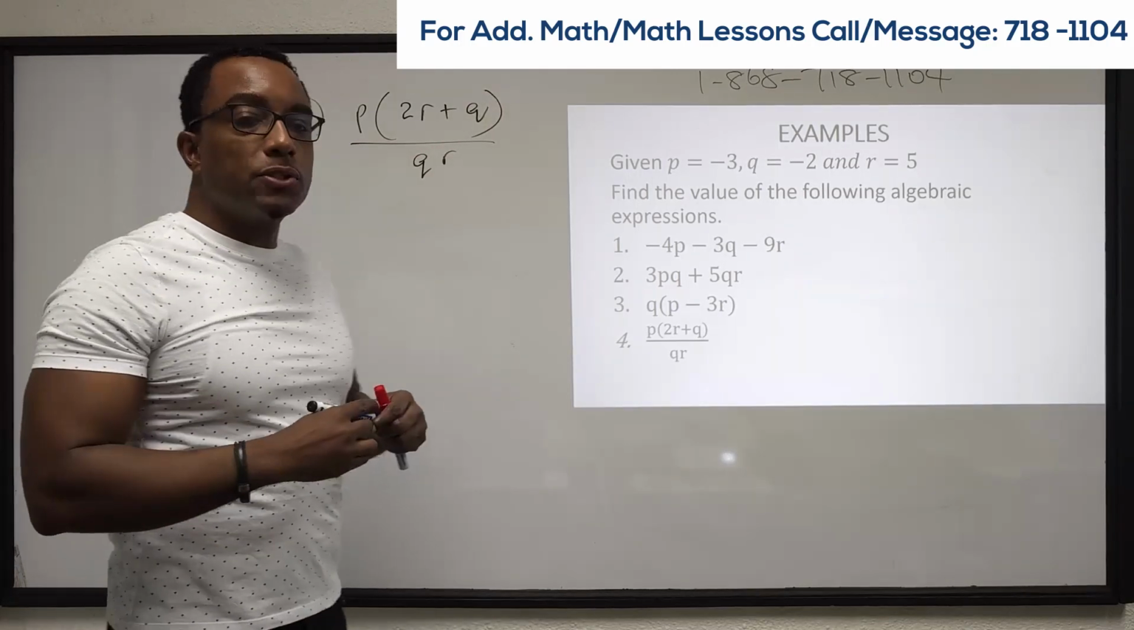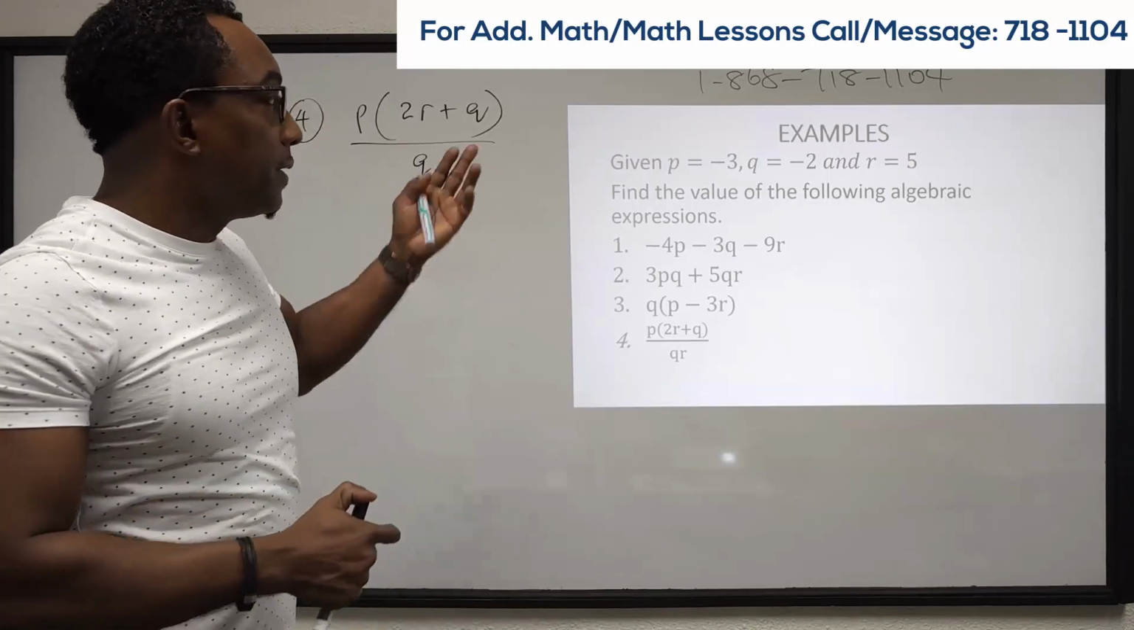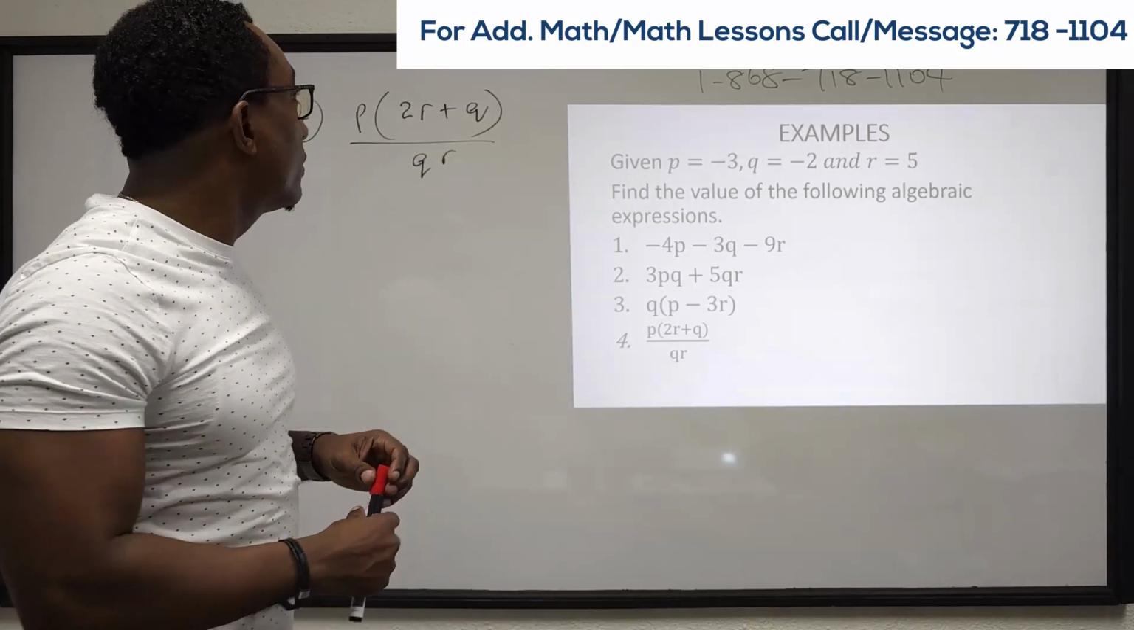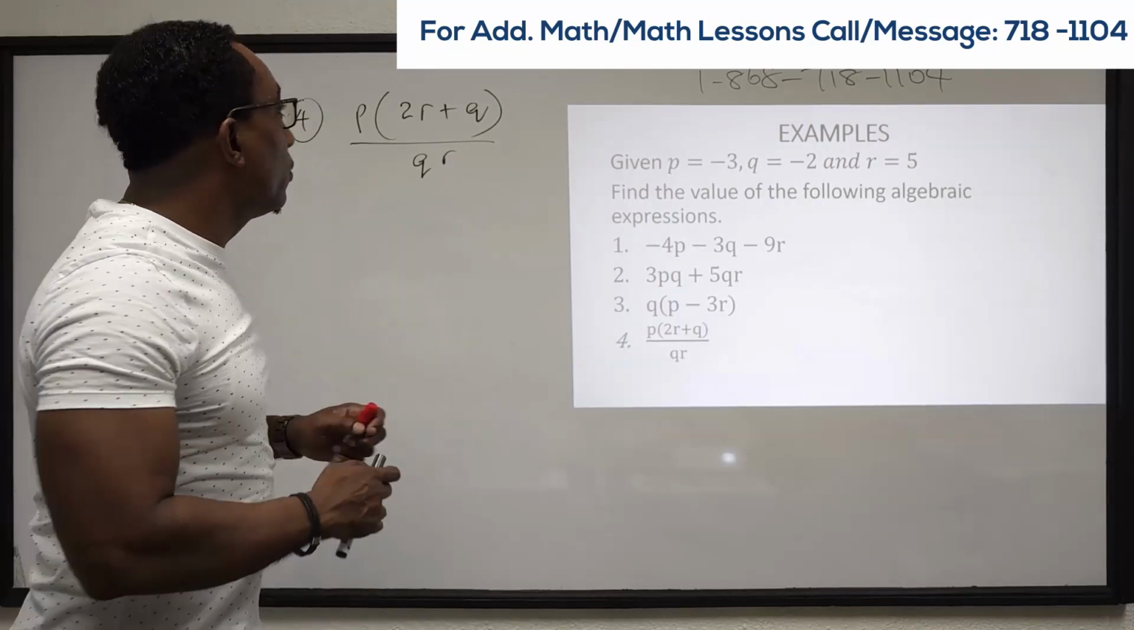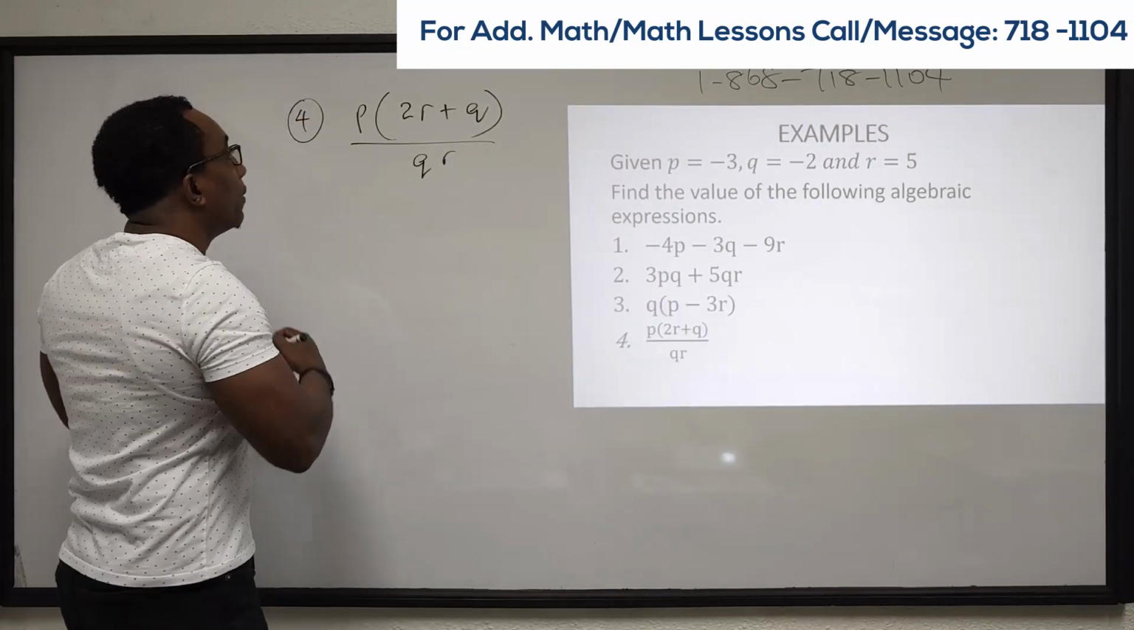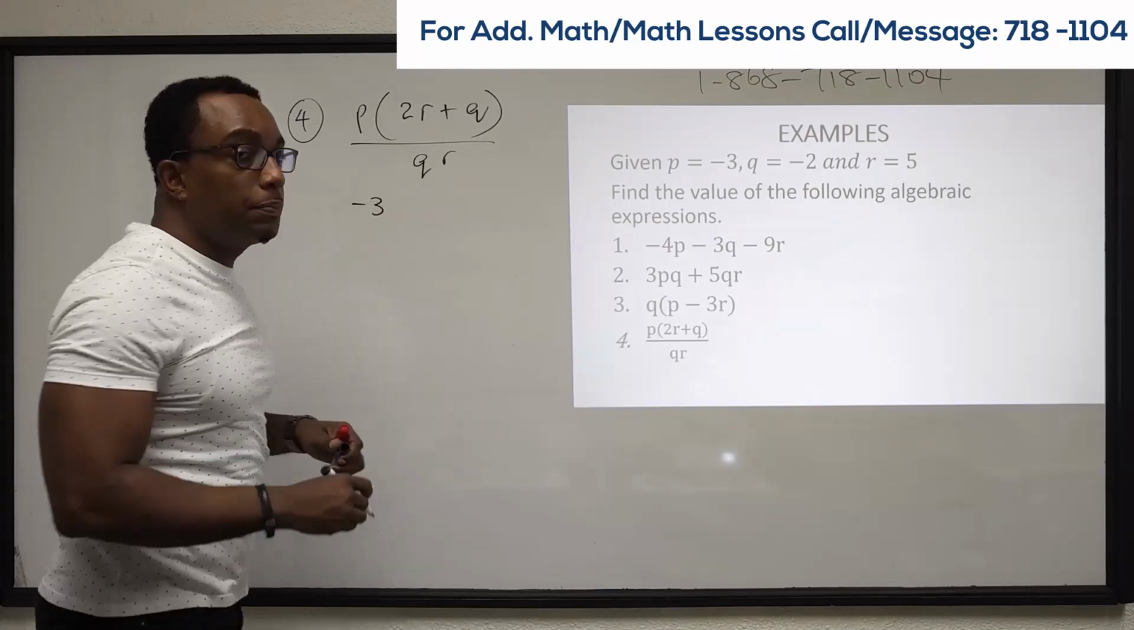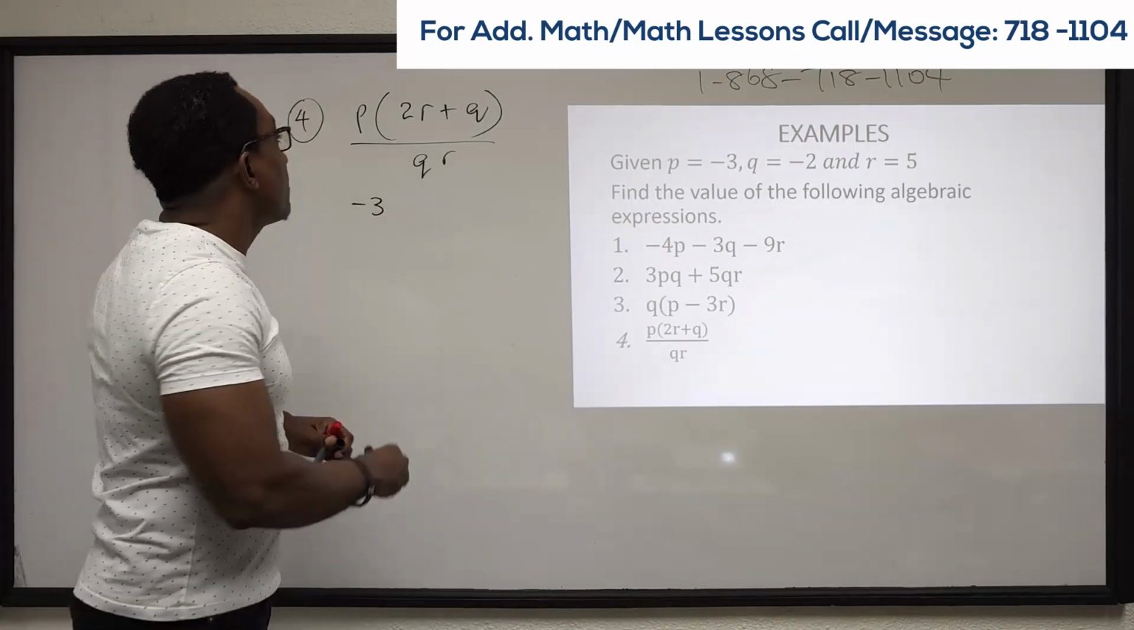So of course we're going to replace all the variables shown with the numbers given. So we're going to substitute each one of those variables with the numbers shown. So I'm going to replace P with negative 3. I don't have to place negative 3 in brackets. I have my big brackets.